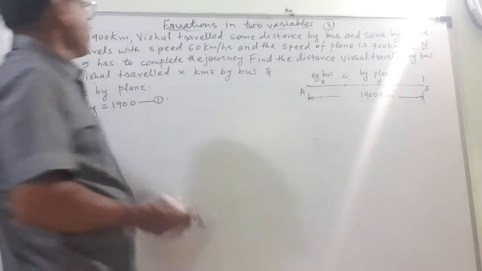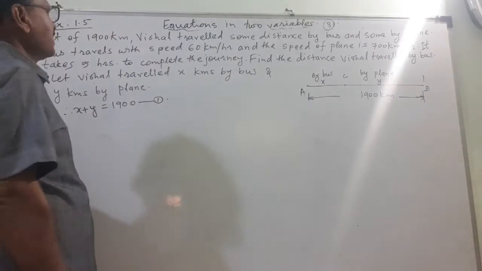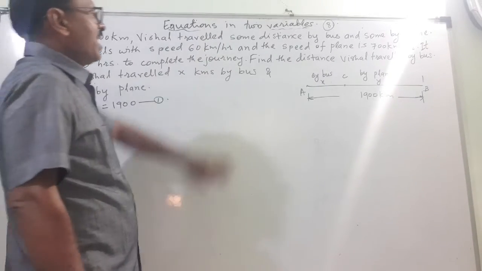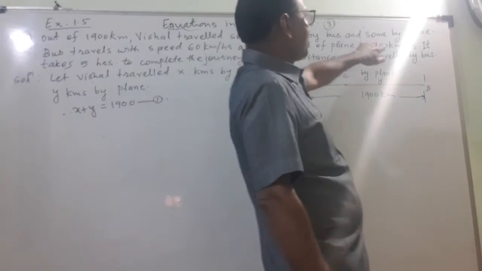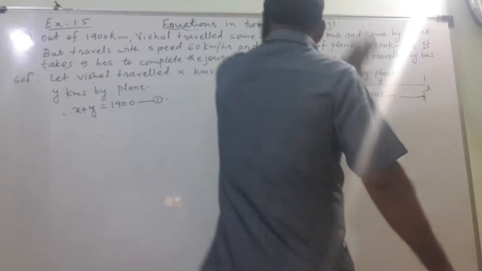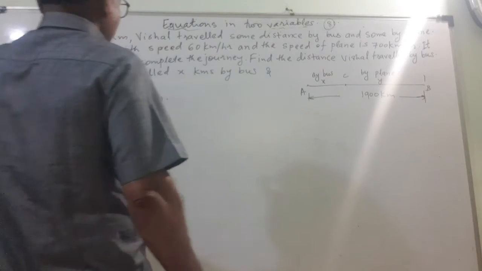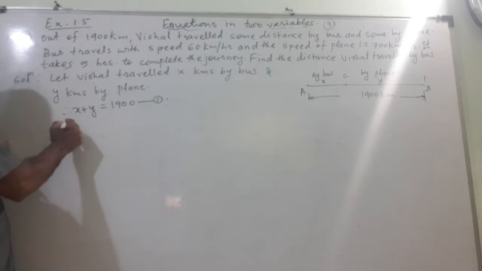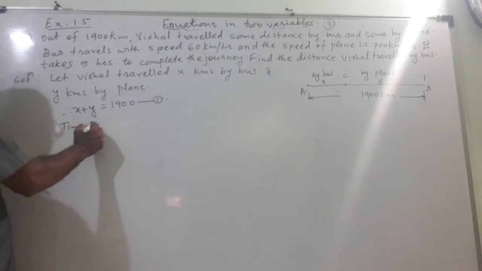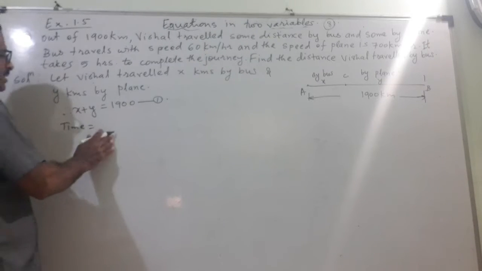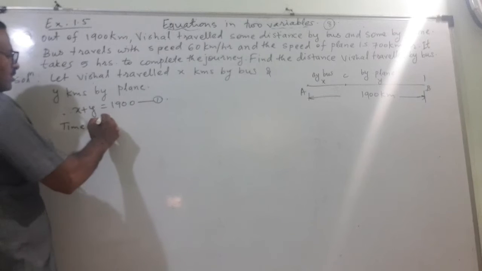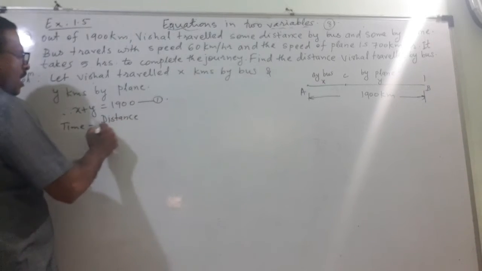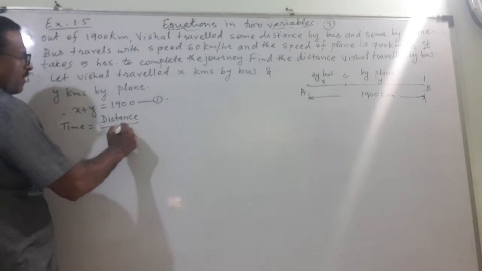Now the next condition is bus travels with 60 km per hour and plane with 700 km per hour and the total time is 5 hours. Means from the second condition, time is equal to what? Distance upon speed.